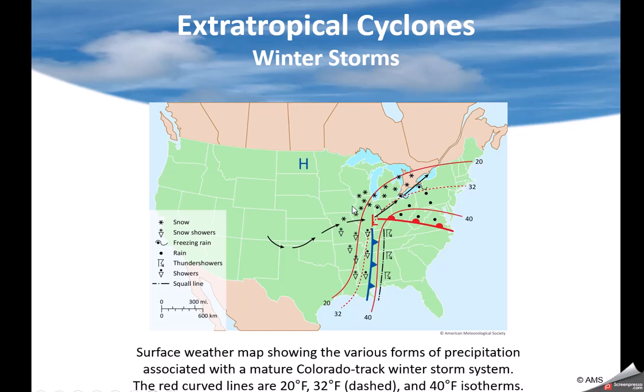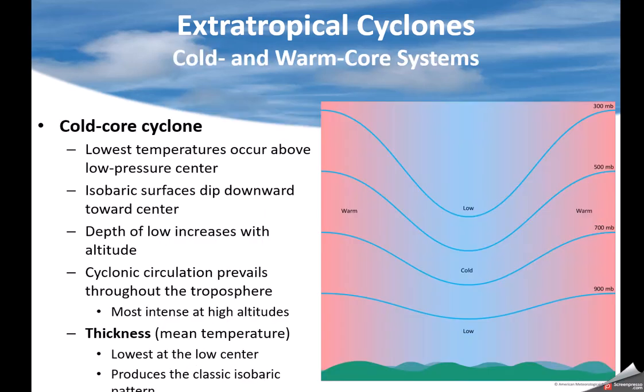And I want you to look at this. If this low went here, maybe only 50 miles to the west, that person's weather in this area is going to be significantly different than if it had gone 50 miles to the east. So when we're forecasting for your location, where that low is going is extremely important.